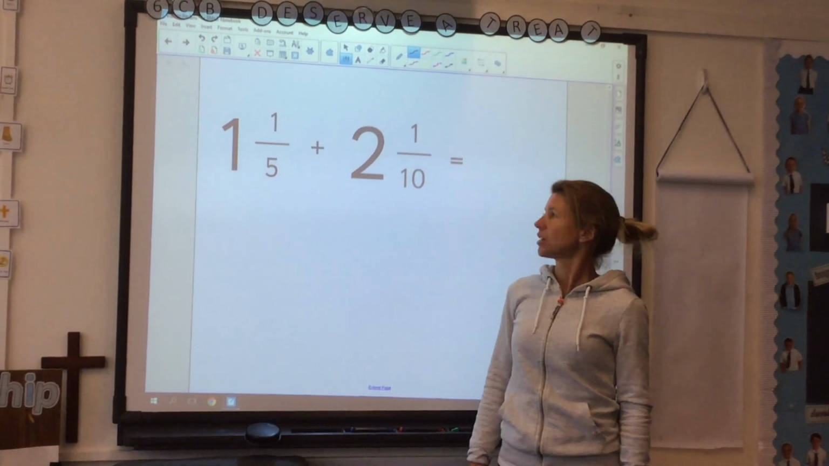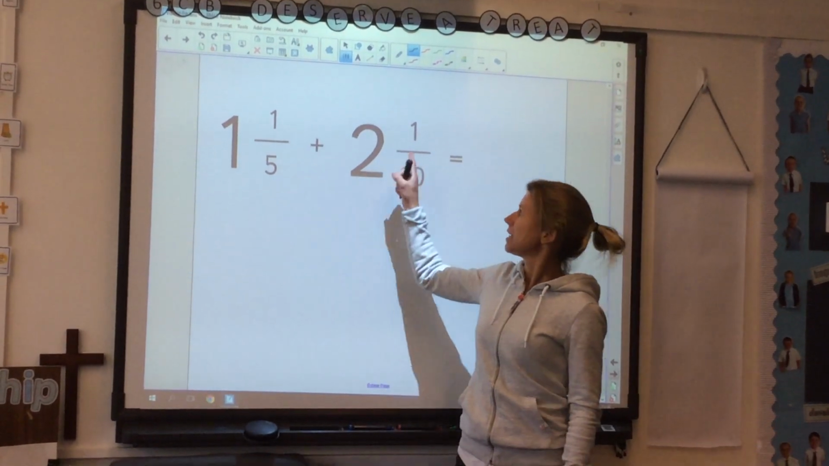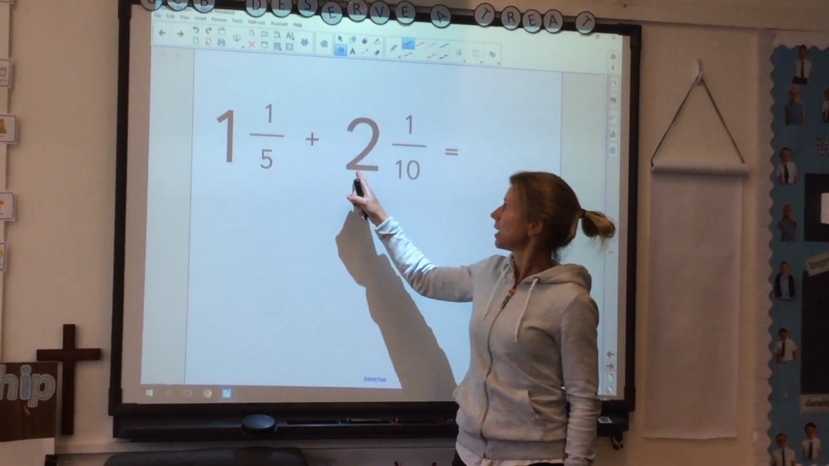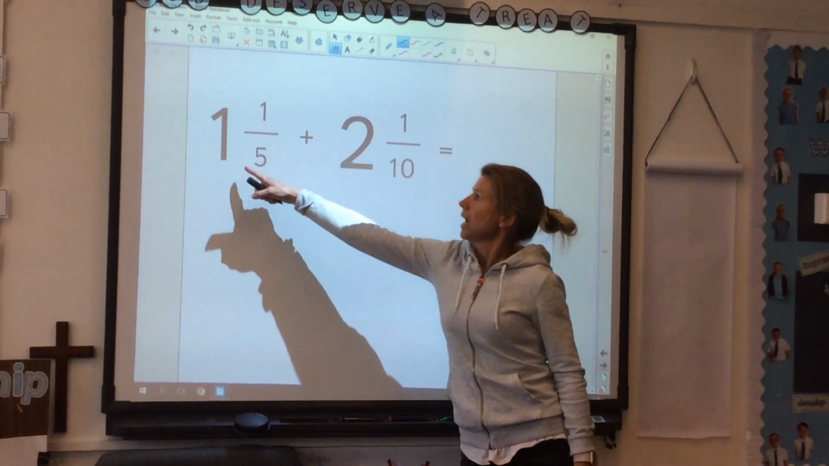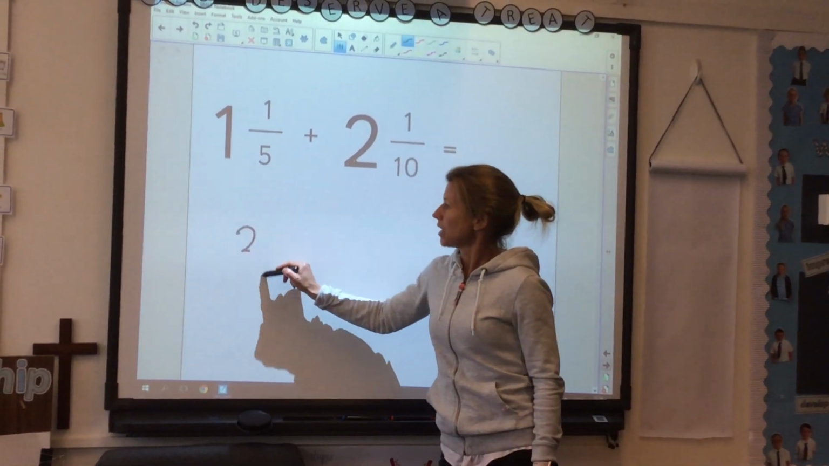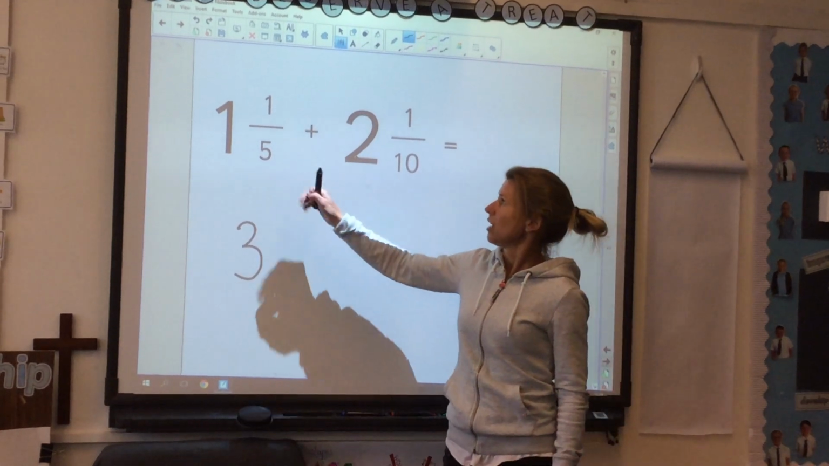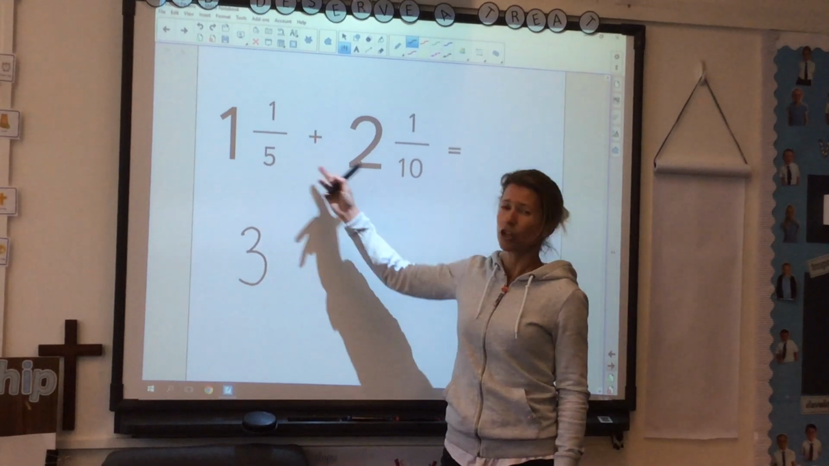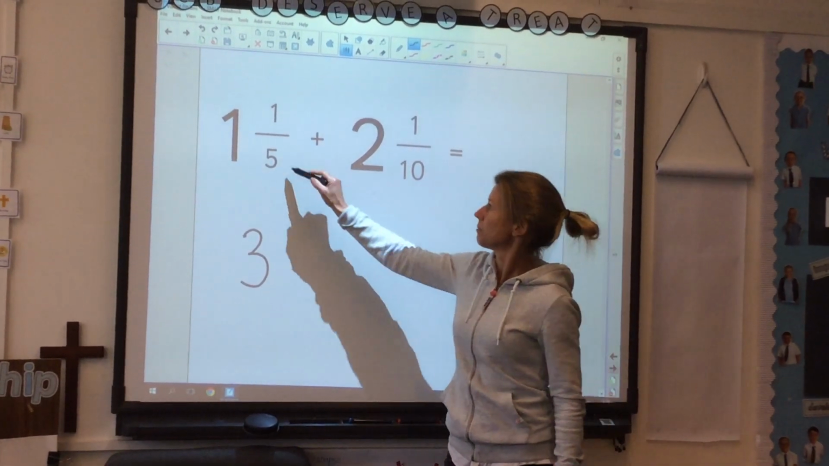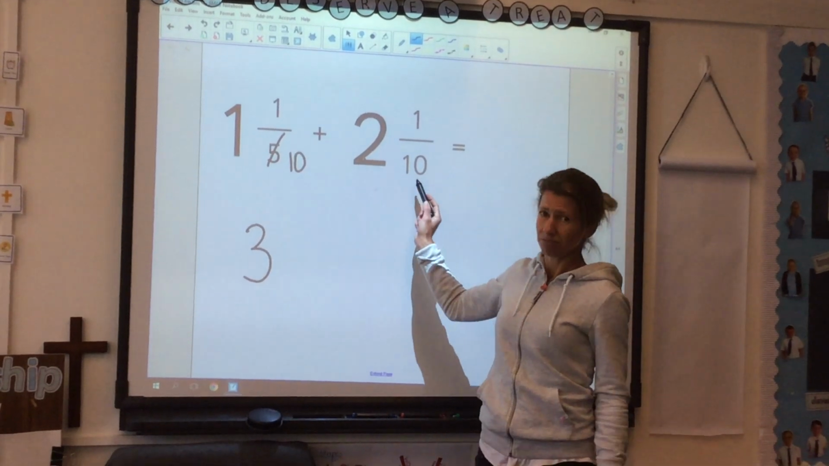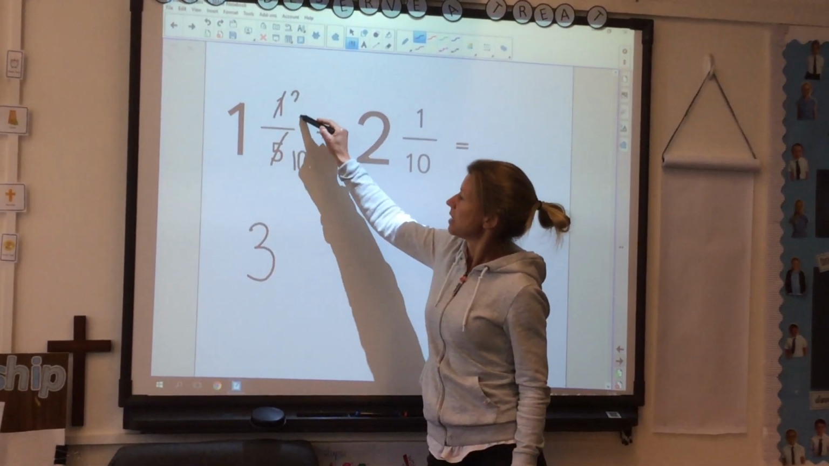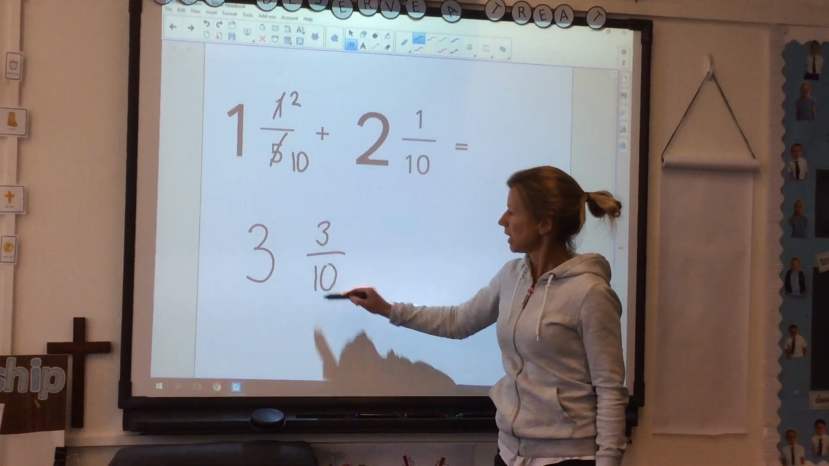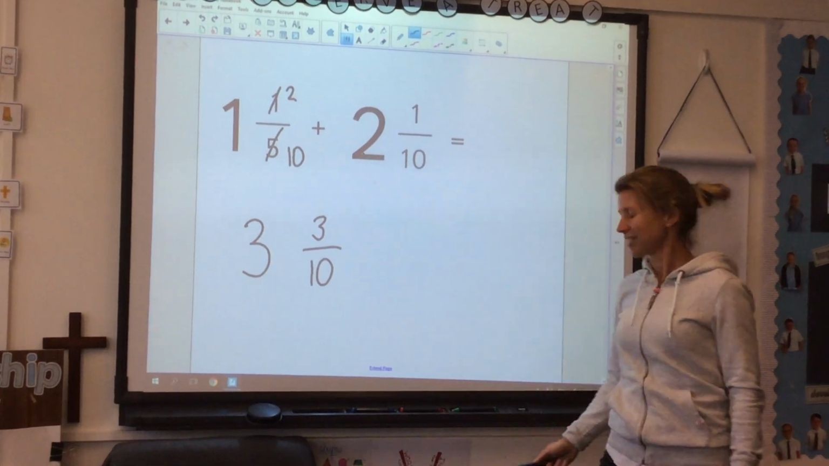Okay, this is a little bit different because you can see that actually what you've got here is a mixed fraction in both parts of the calculation. So you're going to start off by taking the integers, the whole numbers, and you can just go straight away and add those together. You get 3. Then you need to do the same thing that we've been doing the whole time so far. Look at the bottom number, the denominator, and make them the same. I'll make them both into 10. I've times that by 2. I'll times this by 2. 2 add 1 is 3, and the bottom is 10. So 3 and 3/10.